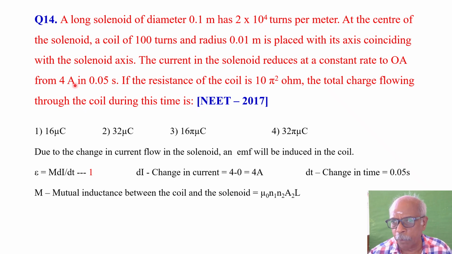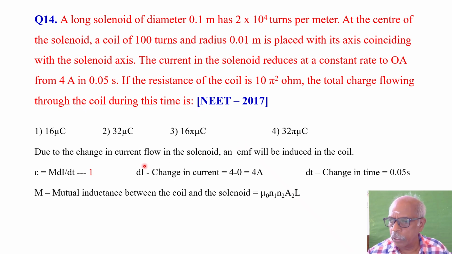in 0.05 second. If the resistance of the coil is 10 pi square ohm, the total charge flowing through the coil during this time is how much? 16 microcoulomb, 32 microcoulomb, 16 pi microcoulomb and 32 pi microcoulomb. So these are all the 4 options given to you. Okay, how to solve this question, sir?